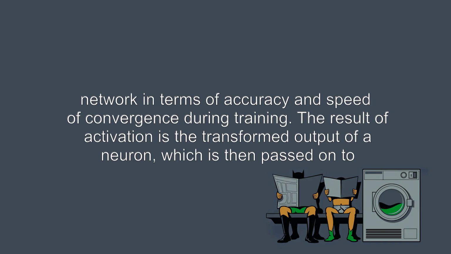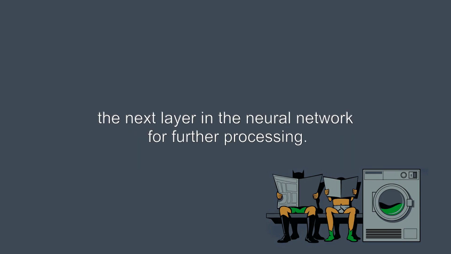The result of activation is the transformed output of a neuron, which is then passed on to the next layer in the neural network for further processing.